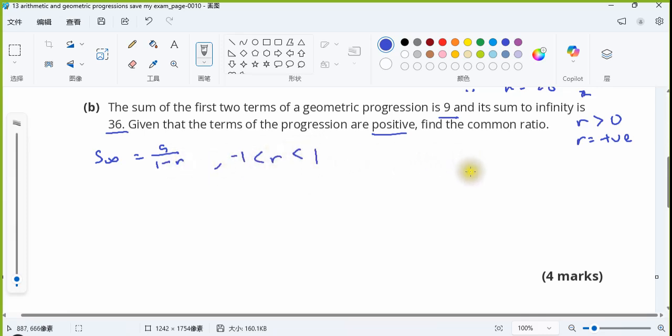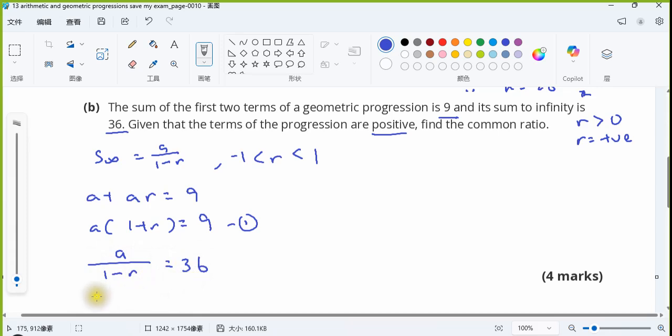Okay, so we have a plus ar, the sum of the first two terms, is 9. So a times 1 plus r is 9. This is the first equation. And then we have a over 1 minus r equal to 36. Then a will be 36 times 1 minus r. This is equation 2.